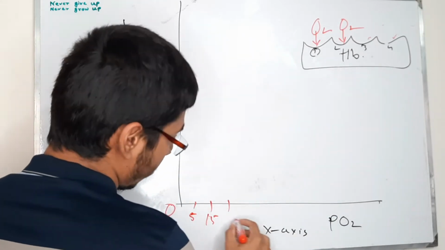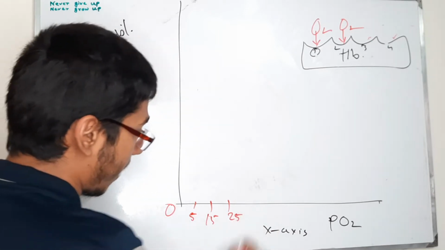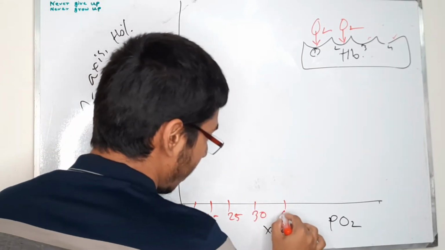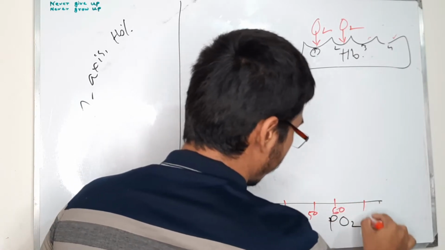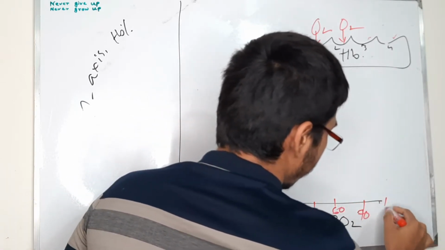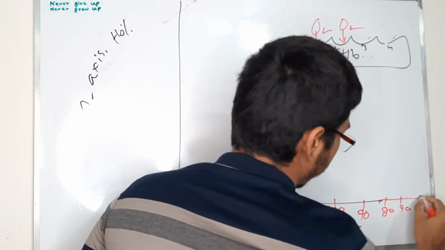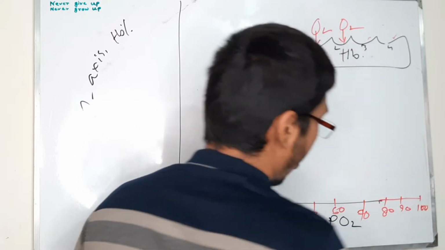And let's just suppose this is going to be indicating 25. This point indicates 30. This indicates 40, this point indicates 50, over here is 60 millimeter of the mercury, over here 70, then this way the graph moves on and on and on.